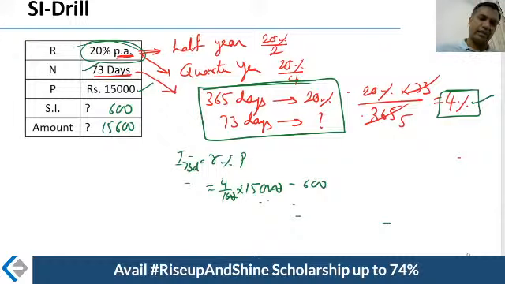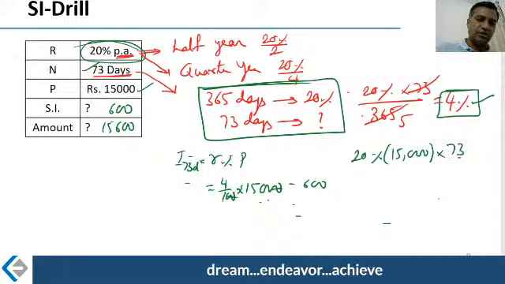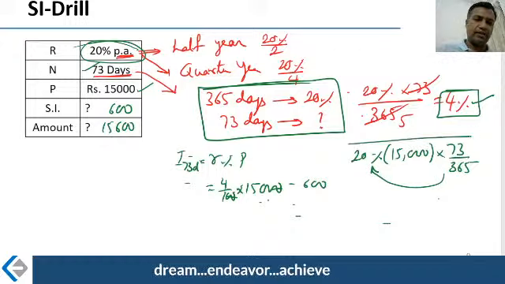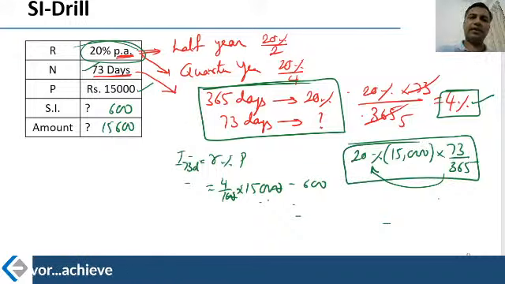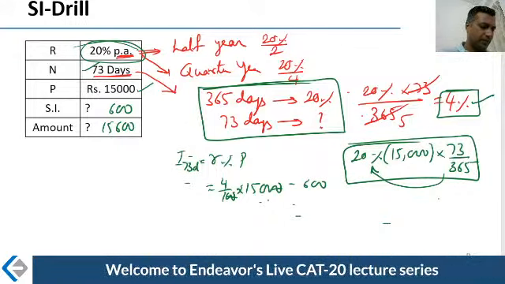Calculating for 1/5 of the year means writing 20% of the principal, which is 15,000. But since you are keeping it only for 73 days, you can write 73 out of 365. Why 365? Because this 365 was for one full year, but now you are doing it only for 73 days. So you can incorporate that step directly once you understand the concept clearly. Pretty simple drill.